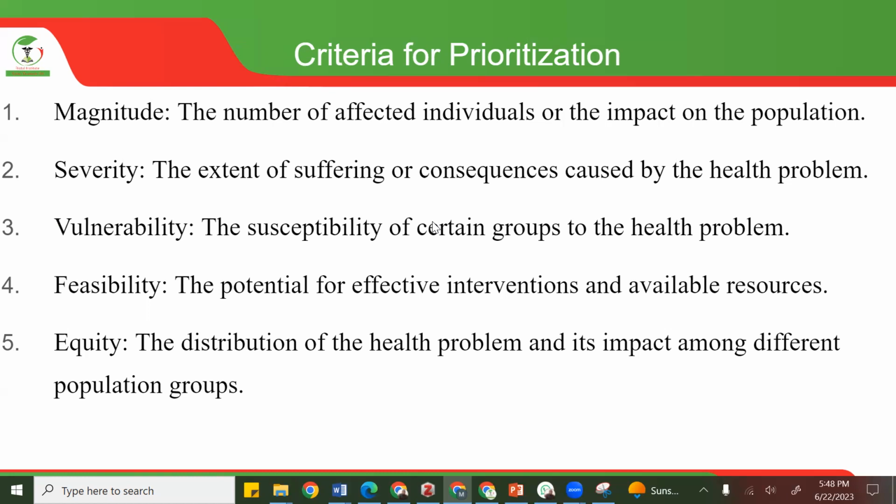The extent of suffering or consequence caused by the health problem. Okay. For example, comparing Ebola to malaria, definitely Ebola has, first of all, the fatality rate. The number of people who die if they get Ebola is high compared to the number of people who die if they get malaria, for example. Okay, so the fatality rate is very high.